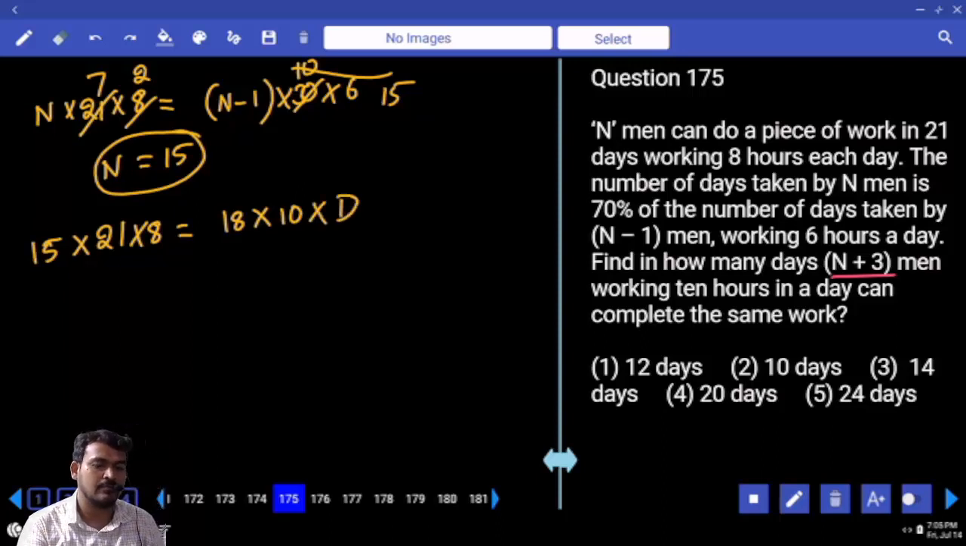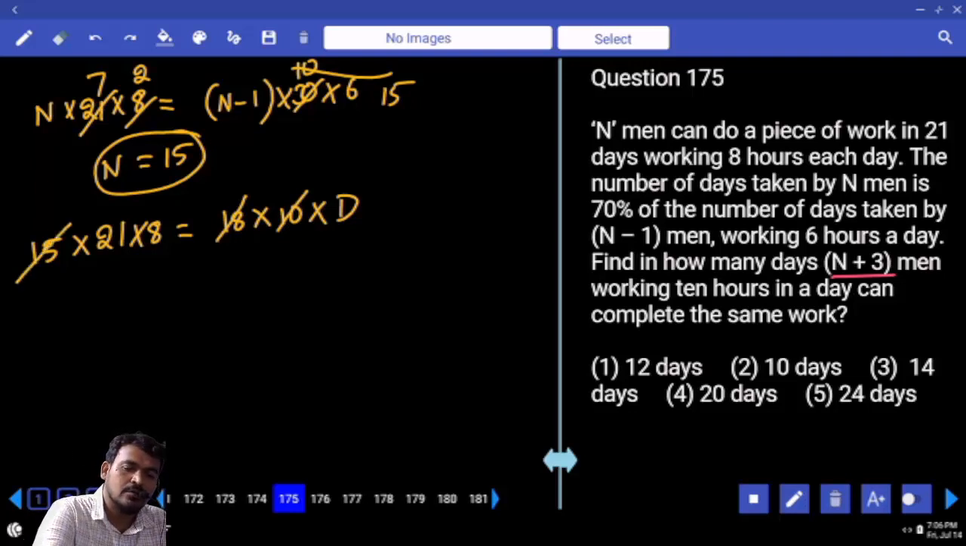Left hand side M1 D1 into H1, right hand side M2 H2 into D2. And 15 into 21, 18 into 10, how much? 180. 15 almost 12 times. 4 2s are 4. 3 times. 3 almost 7. Then D equals how many days? 14 days.